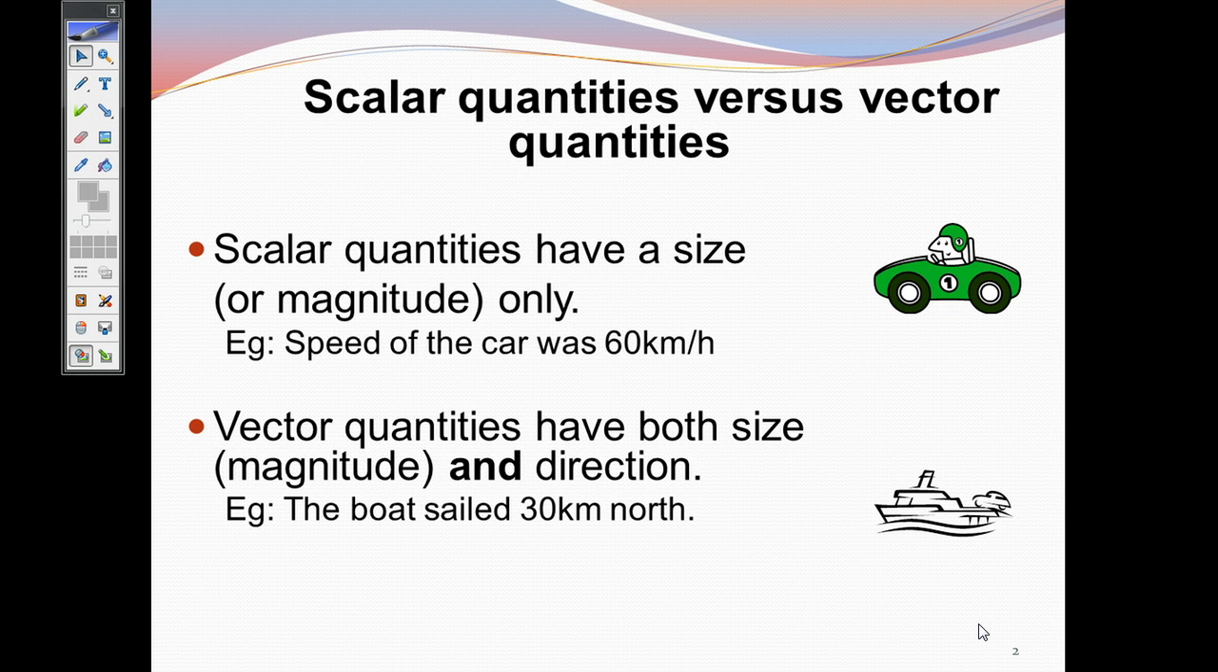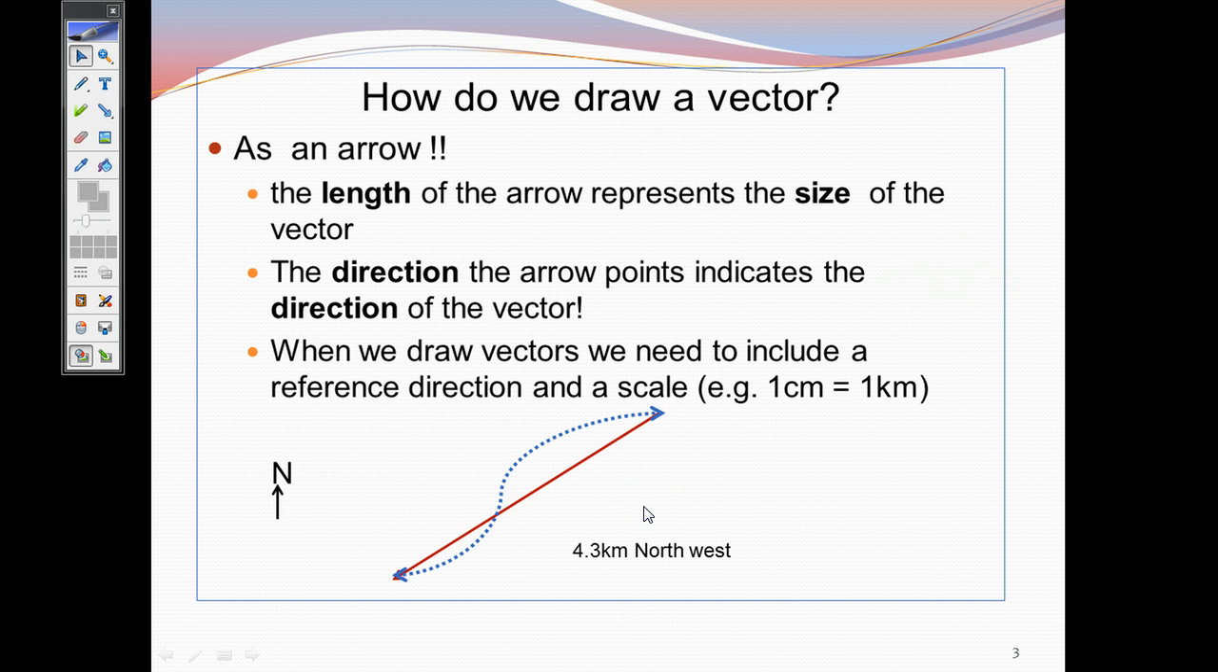Scalar quantities are magnitude only. An example, the speed of the car was 60 kilometers per hour. That's a magnitude, a number and a unit. Vector quantities are magnitude and direction. So 30 kilometers is a magnitude, a number and a unit, but this also has direction. That makes it a vector.